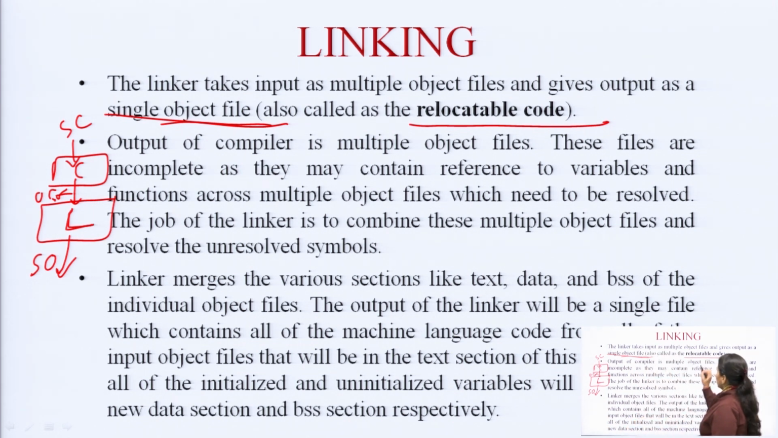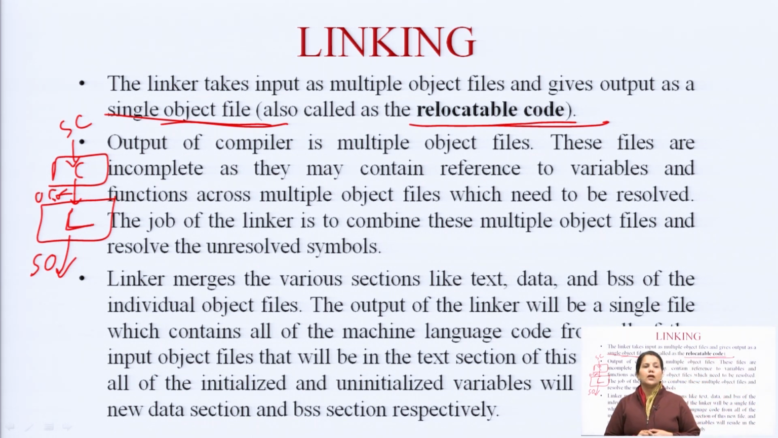So, that is the relocatable code. The output of the compiler is multiple object files. These files are incomplete. Why are these files incomplete? Because these files contain references to the variables and functions across multiple object files which need to be resolved. So, there must be a standard single file not containing the references to the different files.